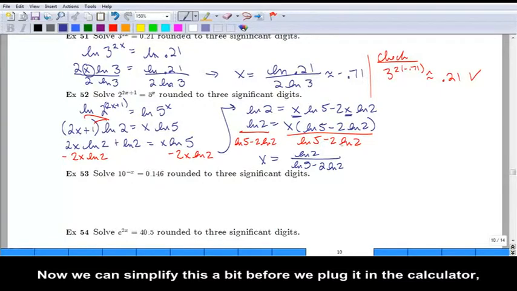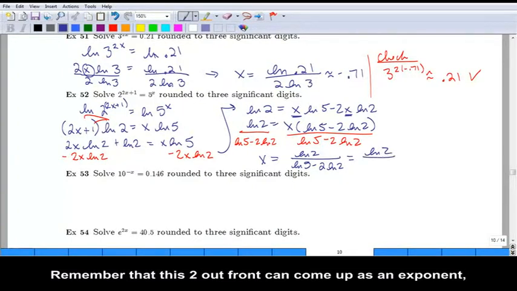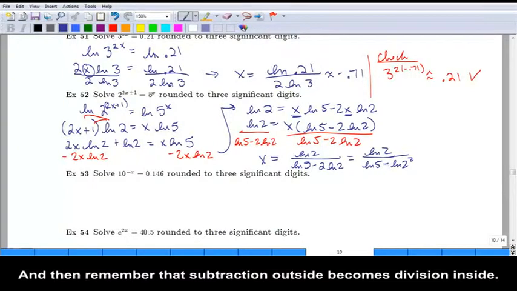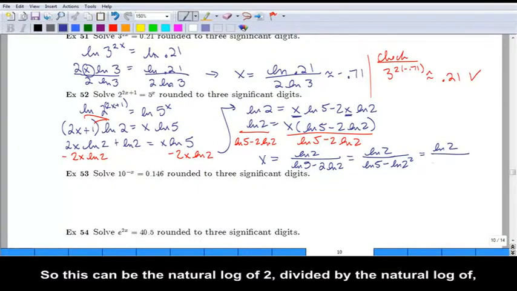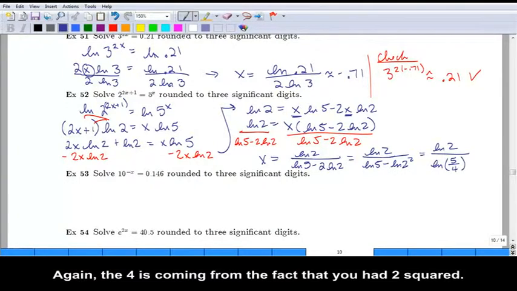Now we can simplify this a bit before we plug it in the calculator if we use our properties of exponents on the denominator. Remember that this 2 out front can come up as an exponent, so you're left with the natural log of 5 minus the natural log of 2 squared, which is 4. And then remember that subtraction outside becomes division inside. So this can be the natural log of 2 divided by the natural log of, and only the denominator can get combined to be 5/4. Again, the 4 is coming from the fact that you had 2 squared.